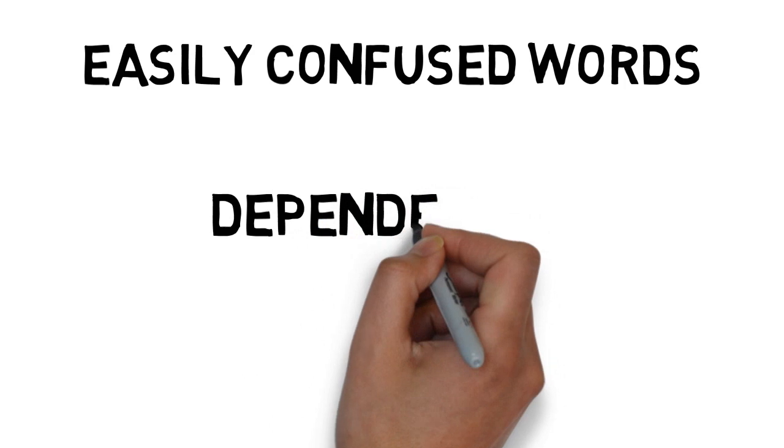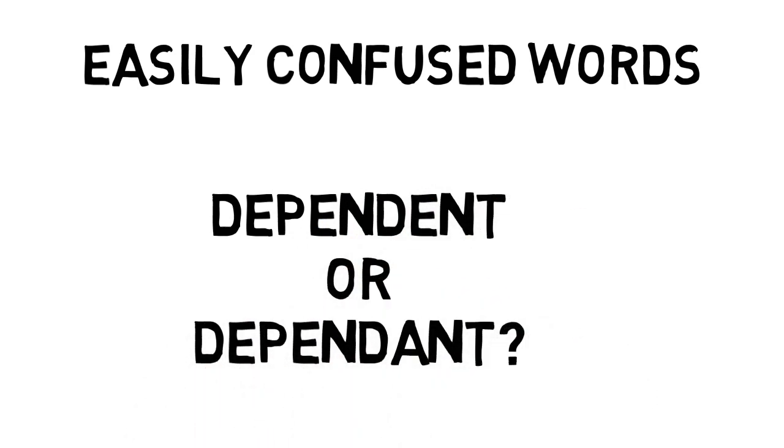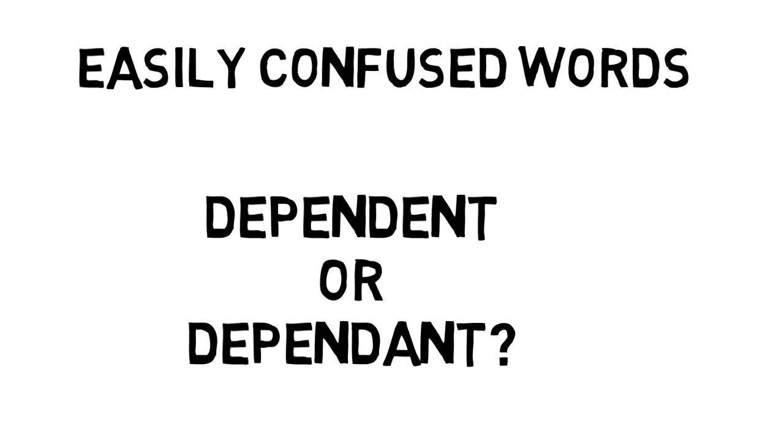In this video, we're going to look at whether you should write dependent with an E or dependant with an A. Now, dependent with an E means reliant on, whereas dependant with an A is a person, usually a child or a spouse. But that's not the end of the matter, because there are some differences with how Brits and Americans use these words.